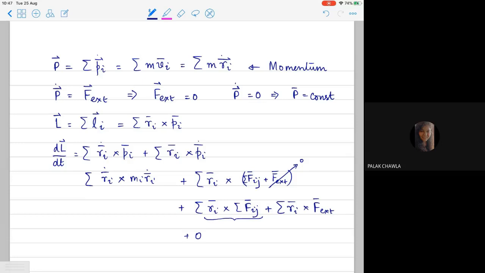The main thing which comes out of it is that if the external force is zero, and you have a force field which is along the vector connecting the two particles, and Newton's third law is valid, we end up with a situation where the angular momentum L is conserved if the external torque on the system is zero. That is what we conclude from this whole exercise.